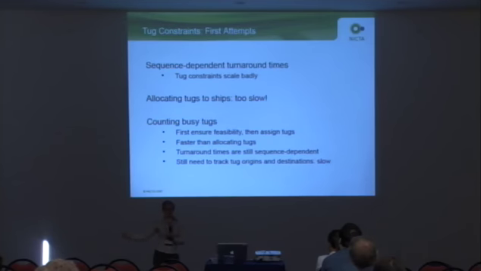So it's busy for a longer period of time. So the first approach we tried for modelling the tug constraints was just allocating tugs to ships. But this was really, really slow and it couldn't solve even very small problems. So then instead we tried counting the number of tugs that were busy at each point in time. So this was a bit faster than allocating tugs, but the turnaround time, the time that each tug is busy, is still sequence dependent, so we still had to keep track of the origins and destinations for each tug. So this was still too slow.